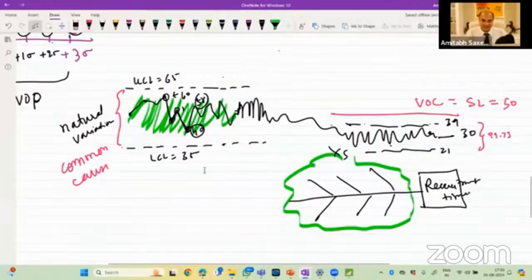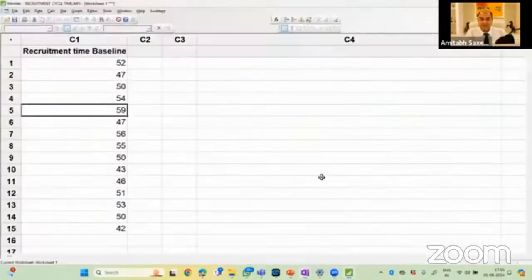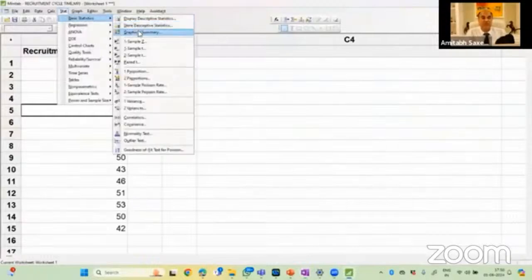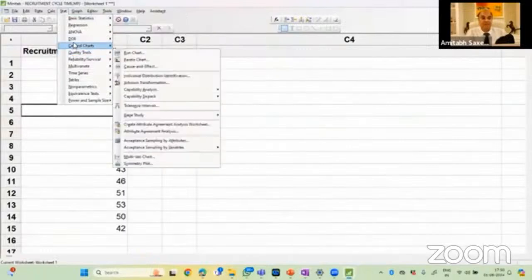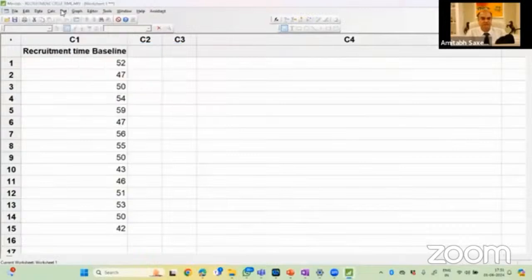Let us learn. So now in the measure phase, it's a simple thing. We just measure and we make a control chart. How are we performing today? Let us see how we are performing today. I will do a control chart, a very simple control chart.